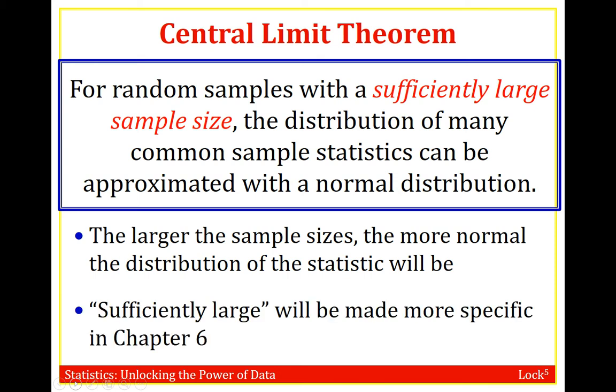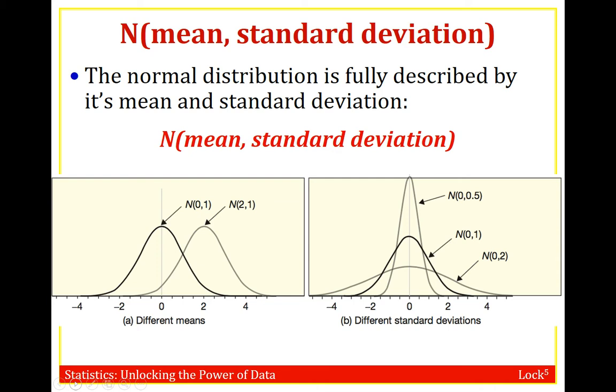Sufficiently large will be made very specific in chapter 6. Now let's just talk about the distribution. And we did this in chapter 5, especially, where we took a normal distribution and we described it by its mean and its standard deviation. Remember, our mean value is our center, and our standard deviation is how far out we go. If you look at the left-hand side, they have absolutely the same standard deviation, but they have a different center. Their centers are changed, and all that we have here is a shift.